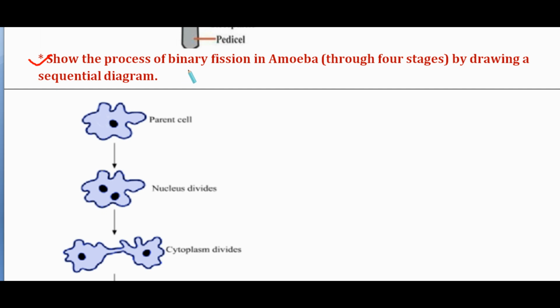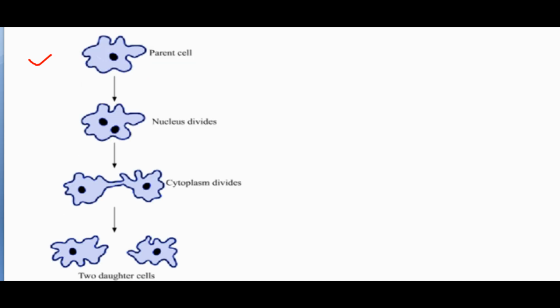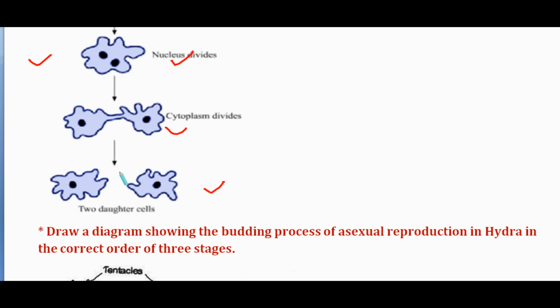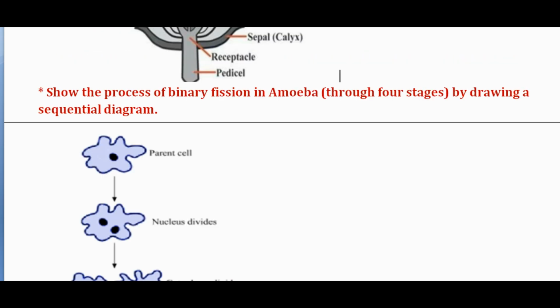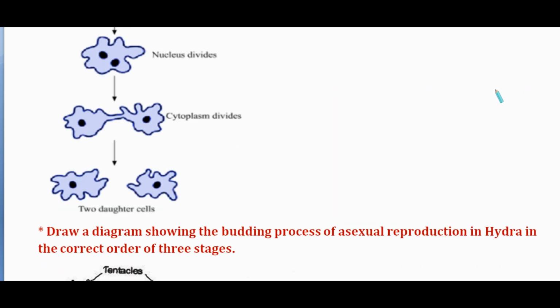Next question, show the process of binary fission in amoeba through 4 stages by drawing a sequential diagram. Now see, this is the parent cell, and after the parent cell, the nucleus divides, then the cytoplasm divides, and then two daughter cells are formed. This is the process of binary fission in the amoeba.